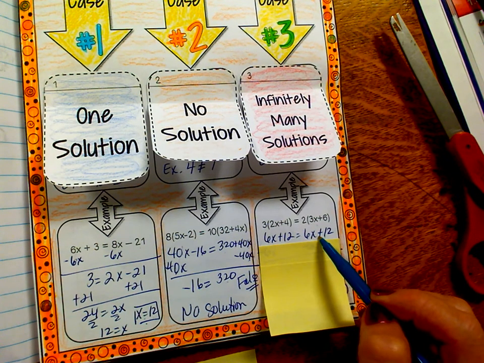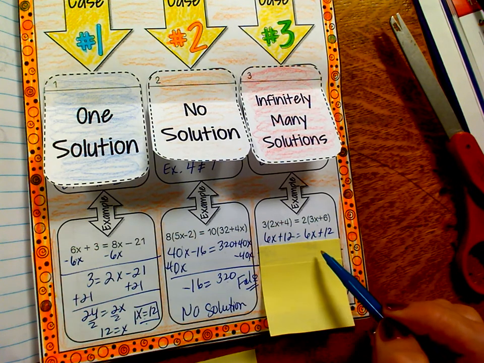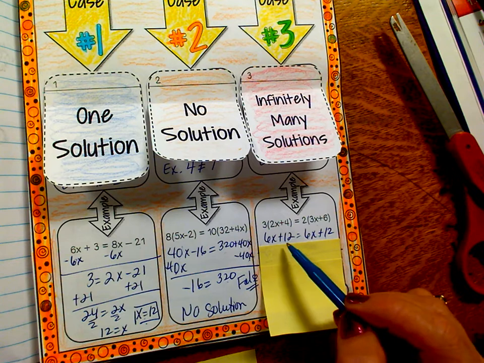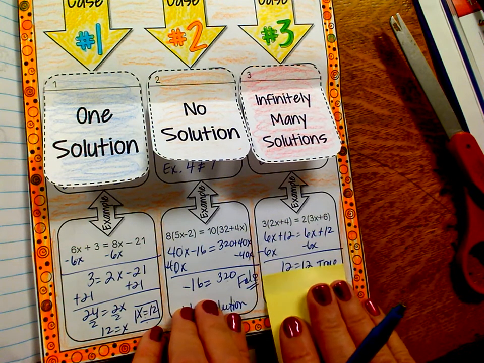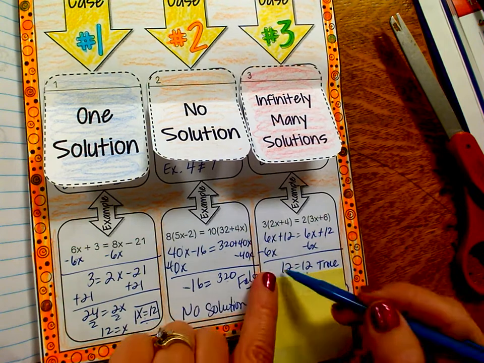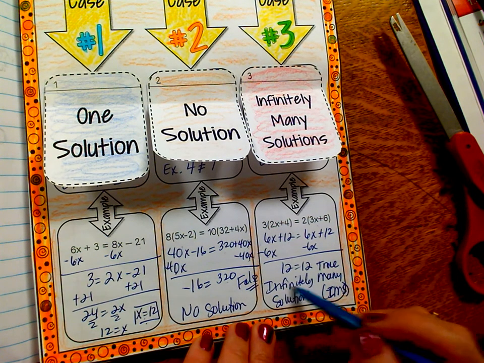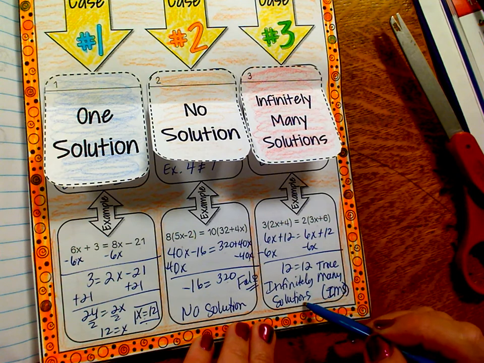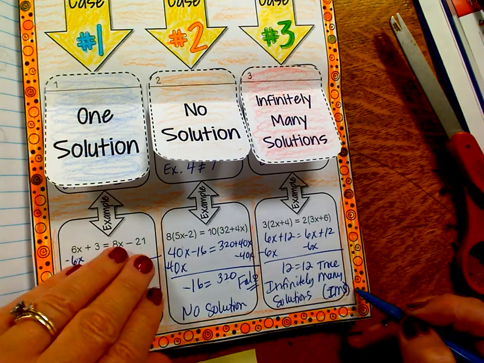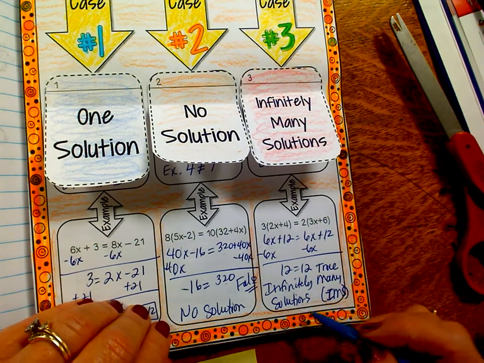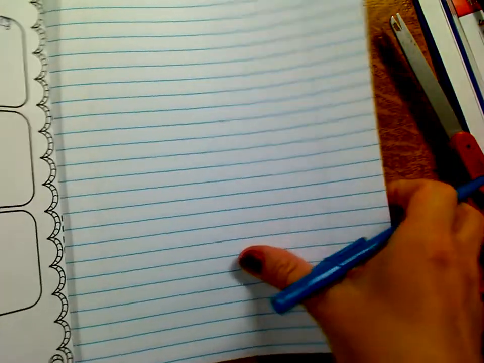So you might see right there, that's the identical expression on both sides. That's what we call an identity problem. They're identical on both sides. Well, if you want to go ahead and subtract the 6x on both sides, you do get down to 12 equals 12. That is a true statement. So this is infinitely many solutions. And I'm okay with abbreviating it IMS. Okay, infinitely many solutions. Okay, so on the back page, I'm going to have you practice.